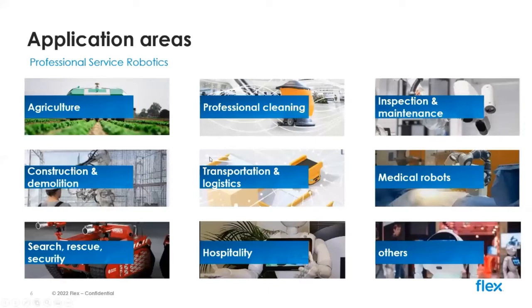Looking at the professional service robotics, we talked about agriculture, laying out seeds and lifting crops, etc. Inspection and maintenance, construction and demolition, very much becoming an area of interest these days in terms of safety and trying to make sure that things are done in a safe environment and limiting risk to human beings. The search, rescue, and security area, again, a big area. You see things like, in this case, the fire tending equipment, being able to head into dangerous areas without putting operators' lives at risk.